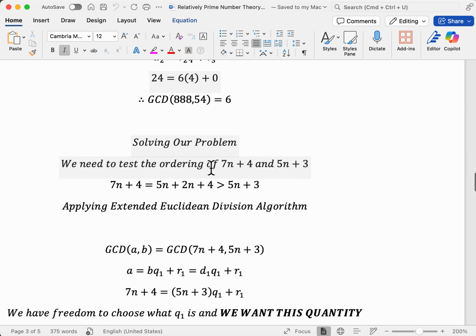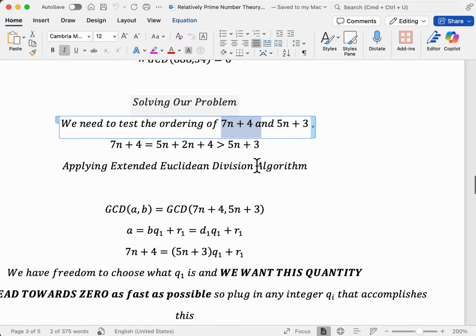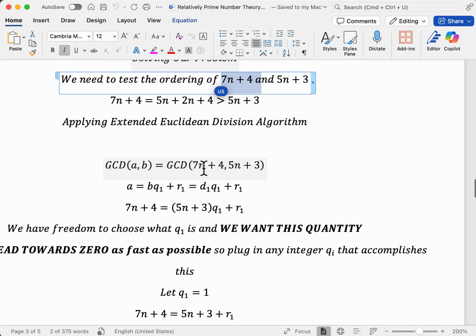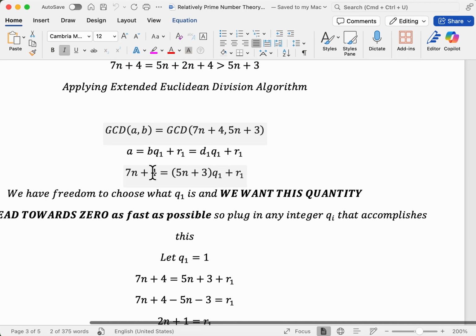We need to test the ordering of 7n plus 4 and 5n plus 3. There are more n's in 7n than 5n, so we can break this up into 5n plus 2n. And then we can make an easy comparison, which clearly shows us that this is greater than 5n plus 3. Now we apply the extended Euclidean division algorithm to this. 7n plus 4 equals 5n plus 3.